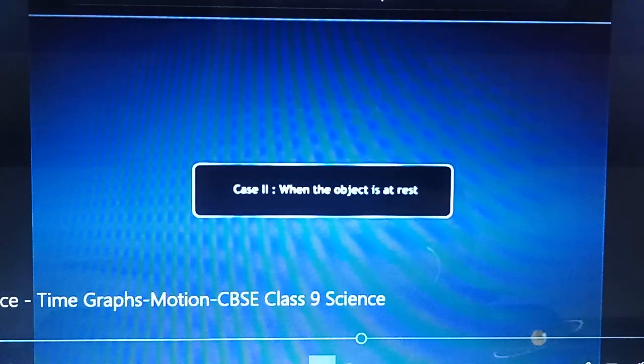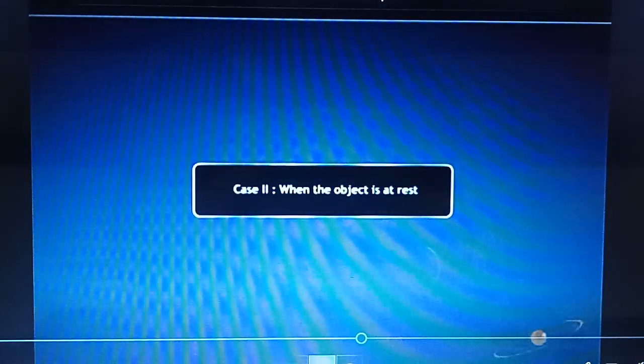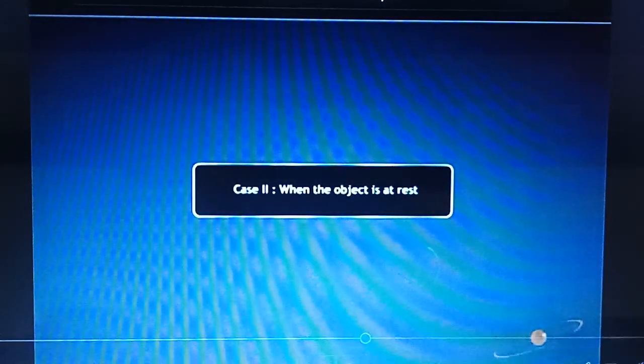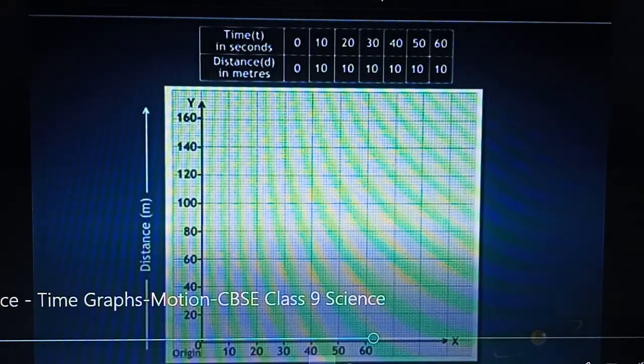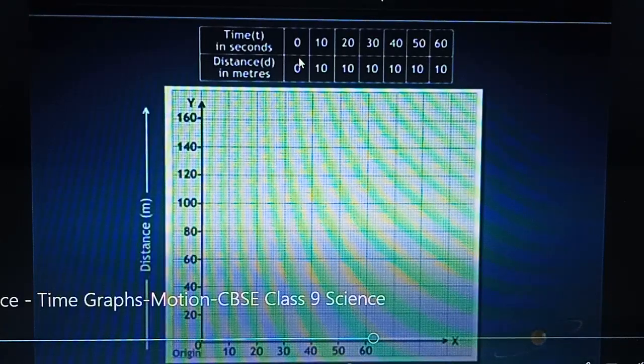Now proceeding with the second case, that is when the object is at rest. Firstly it was the case when the object is moving with uniform velocity. Now it is when the object is at rest. Now let's start again with the graphical representation. We are having similar to the previous case, distance on y-axis and time on x-axis. Now here look at the table. The object is stationary. 0 at 0 time interval, 10 at 10 seconds, 10 again at 20 seconds, 10 at 30 seconds, 10 at 40, means the object is stationary.